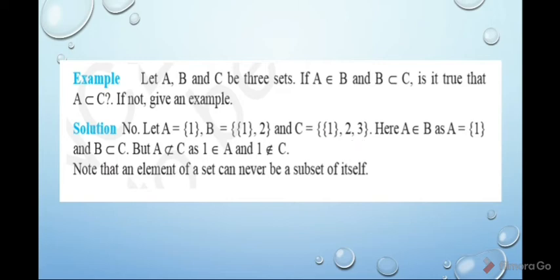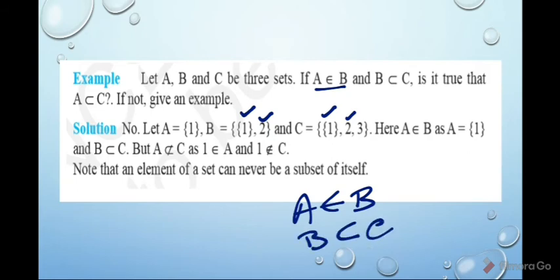Okay, so as you can see, A belongs to B because A is equal to the singleton set {1}, which is contained in set B. So you can say that A belongs to B, because the A set is an element in B. Again, if you check the relation between B and C, singleton set {1} is here, singleton set {1} is here, 2 is here, 2 is here. That means B is a subset of C.